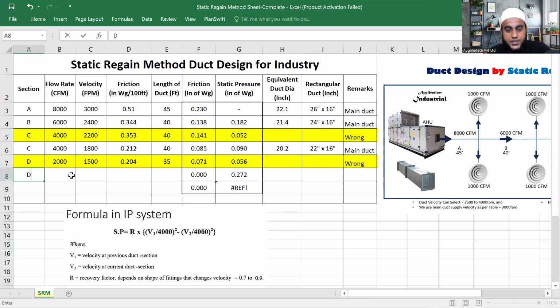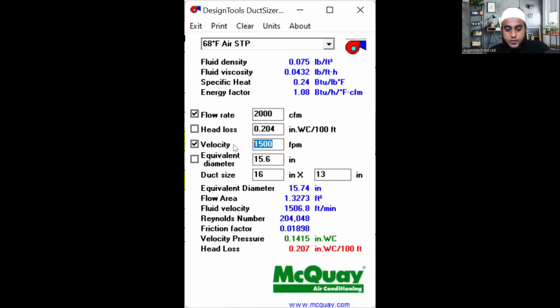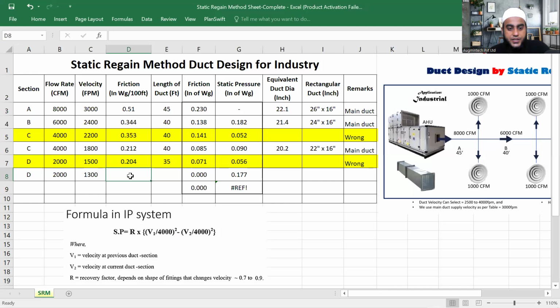Now for the same section, 2000, suppose we reduce the velocity to 1300 and check it for 1300. Are we getting it or not? Tell me, please. 0.143. See the head loss value, 0.143. Okay, remember this. So now I am writing here 0.143, and the total length is 35 only. So write down 35.